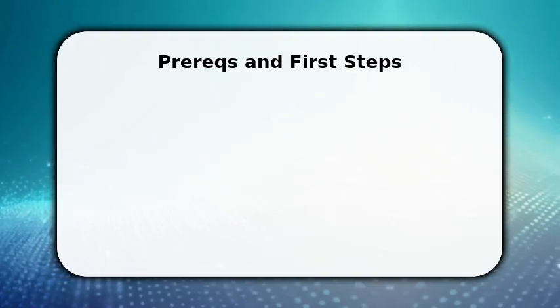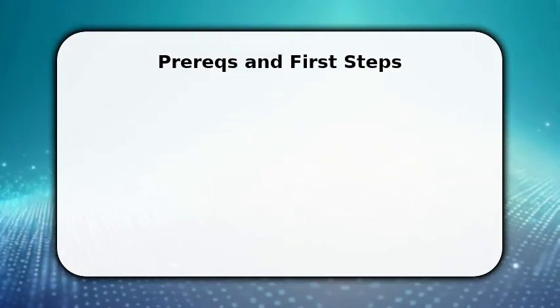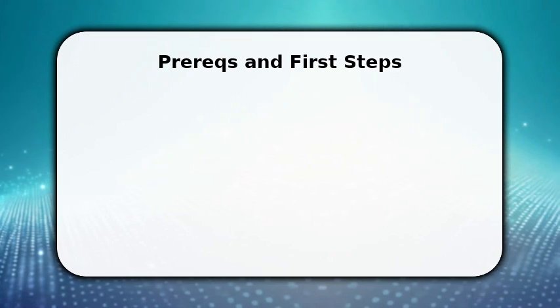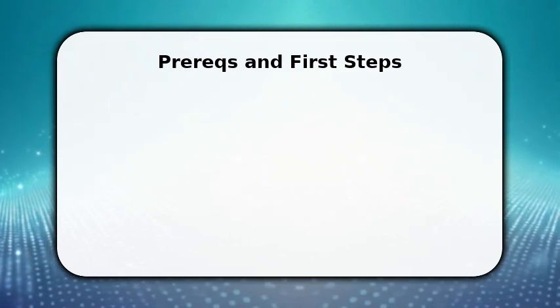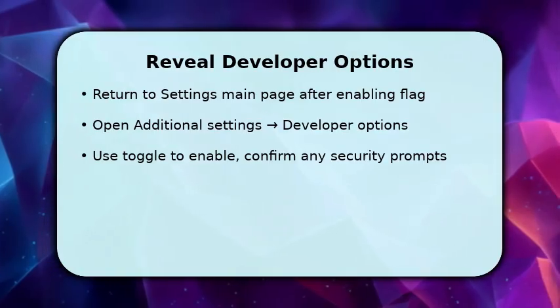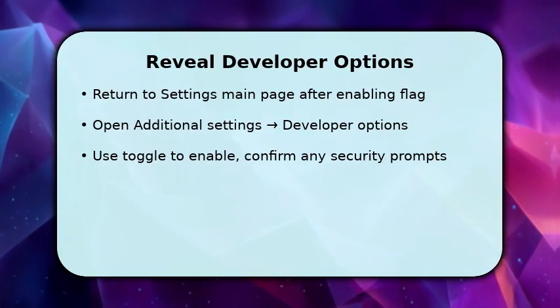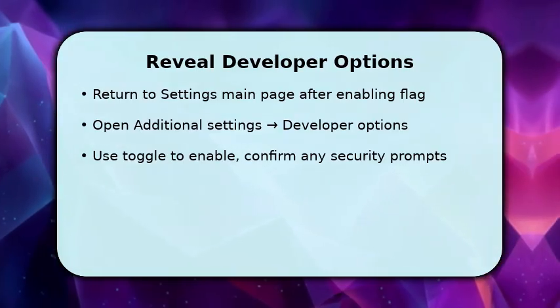Once done, the system explains why this enables deeper controls. Make sure to use your regular lock PIN if prompted to confirm identity before moving on. Now return to the main settings and navigate to additional settings where Developer Options appears. This is the hidden panel that handles debugging and advanced tweaks.